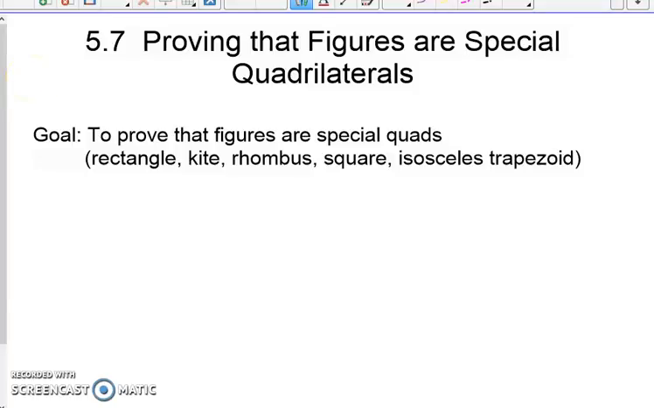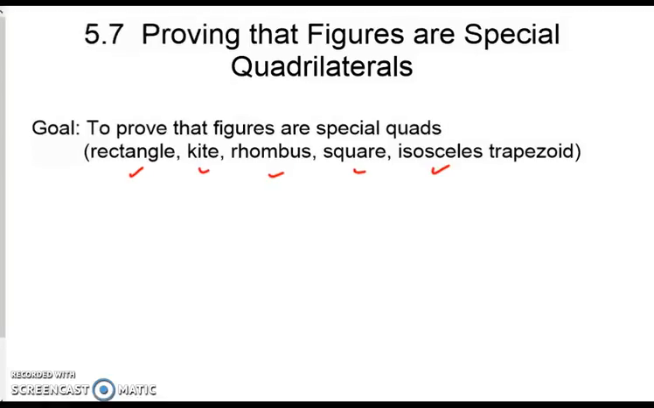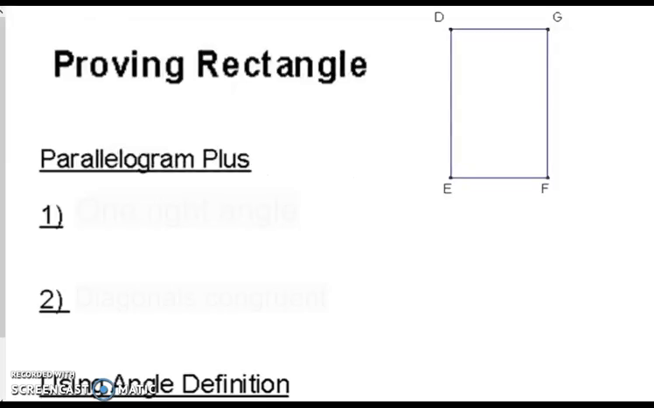This is 5.7a, proving that figures are special quadrilaterals. Our goal today is to figure out how to prove that a quadrilateral is these different shapes. Last video you saw how to prove a quadrilateral is a parallelogram. Here we're going to look at these special quadrilaterals, because remember, every quadrilateral is special in its own special way.